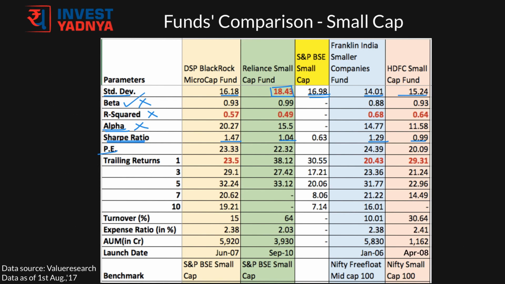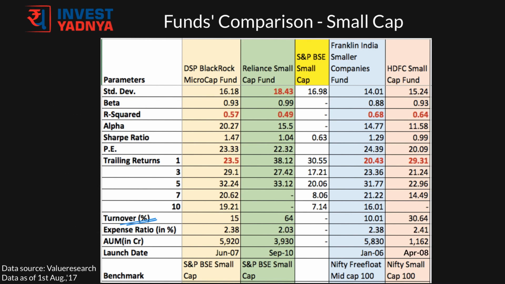Moving on to the PE ratio. If the PE ratio of a fund is lower than that of the benchmark index, it indicates growth potential of that particular fund. But as we have seen, the universe of small caps is too huge, and so the PE value of a benchmark index wouldn't help much here.